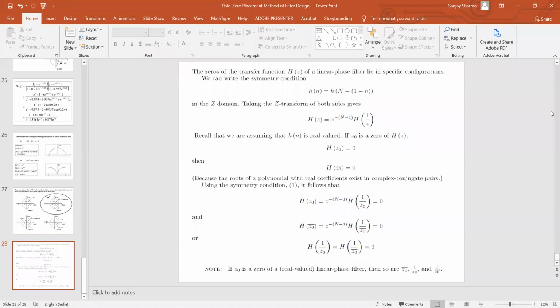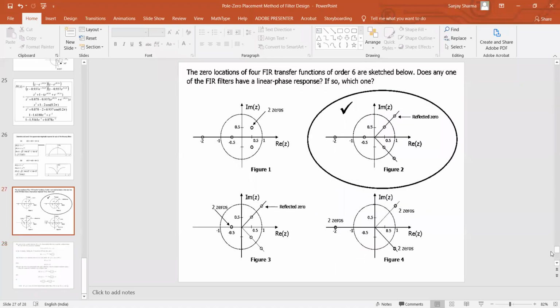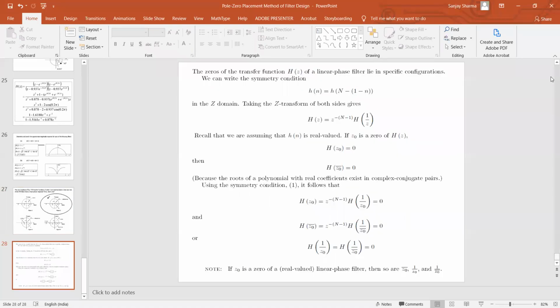Okay, we can prove this also, right? How can we prove this? If we take the symmetry condition, the symmetry condition is h[n] equal to h[N minus 1 minus n]. You take the Z transform. So H(z) is equal to, this is the Z transform, because this is N minus 1, z raised to the power N minus 1. And what is the Z transform of minus n? It will be 1 over z.